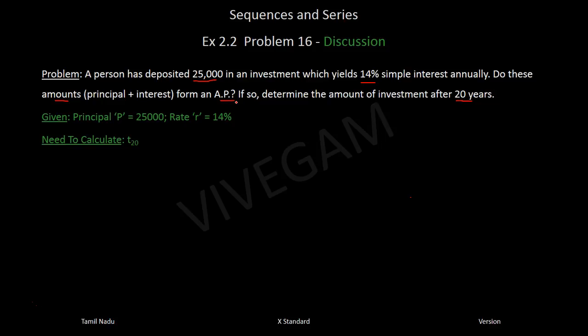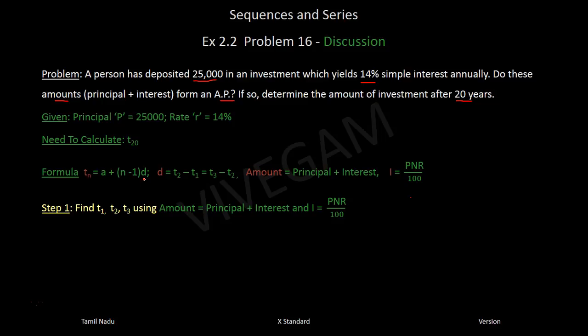Okay, so what do we need to calculate? We need to find T20, but before that we have to confirm that it is an AP. Let's write the formulas. Amount equals principal plus interest, and interest is PNR by 100. The condition to show it's an AP is T2 minus T1 equals T3 minus T2. And the formula to find the term after 20 years, that is T20, will be equal to A plus (20 minus 1) into D.